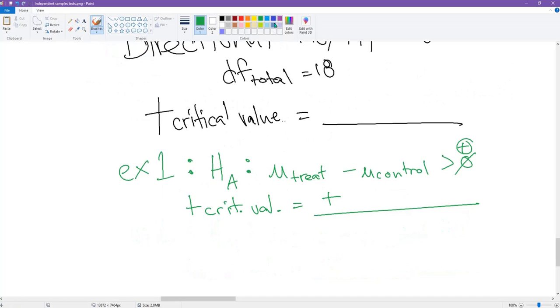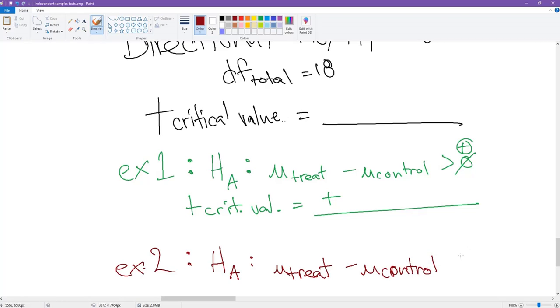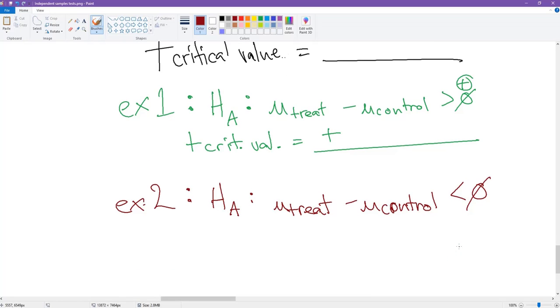On the other hand, if I was, what's the color of this? Hopefully not colorblind. Example 2. If I had the opposite directional hypothesis, where I'm thinking that the treatment mean minus the control mean gave me a number less than 0. Well, that's kind of like how I think my dog hair shampoo actually does decrease the amount that a husky sheds.